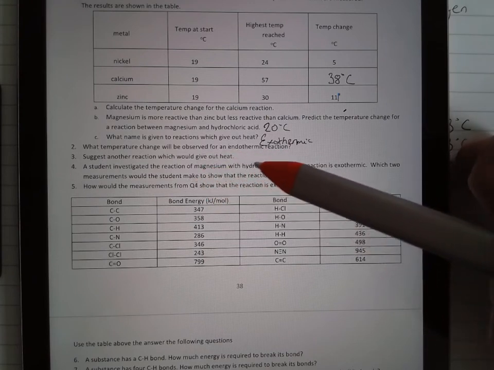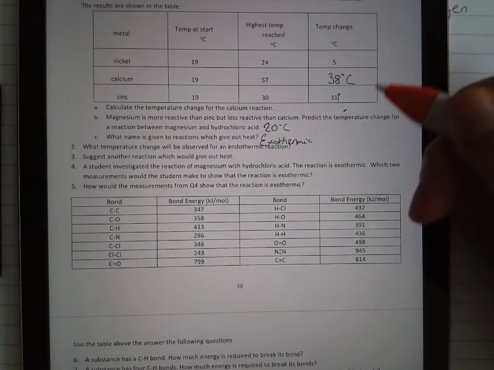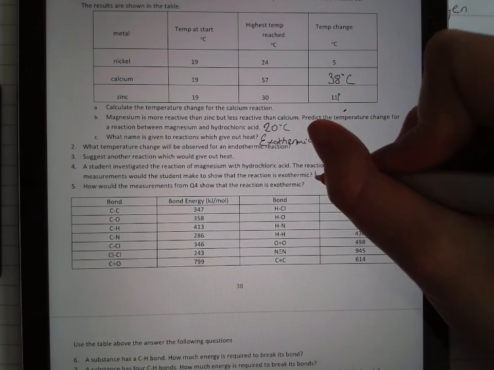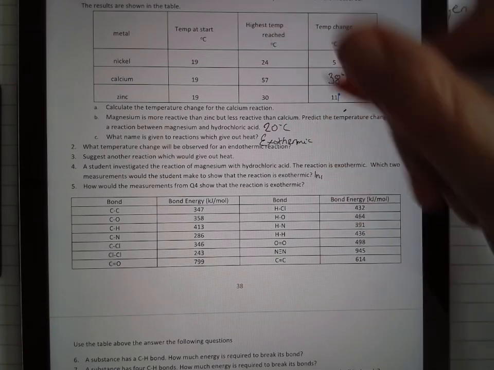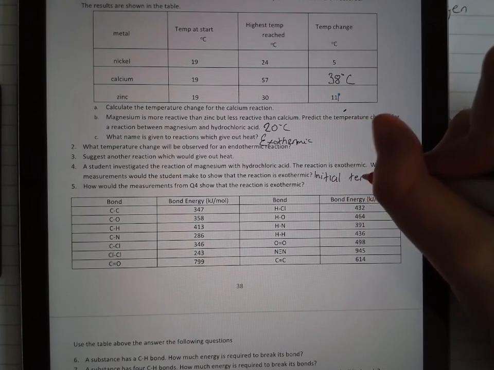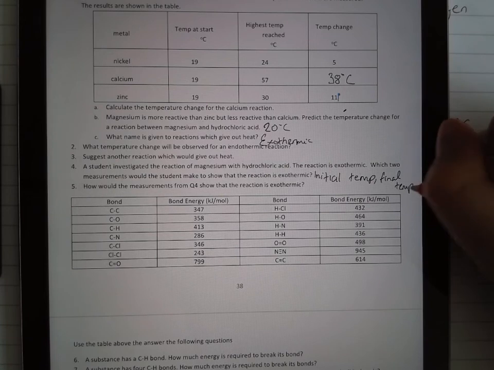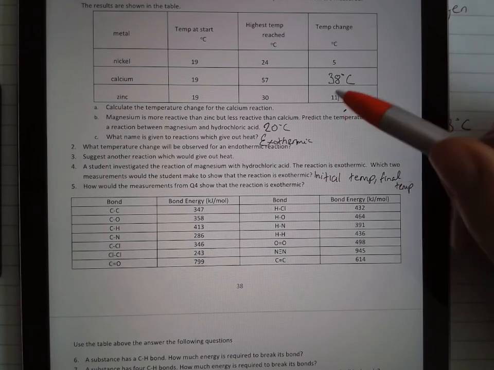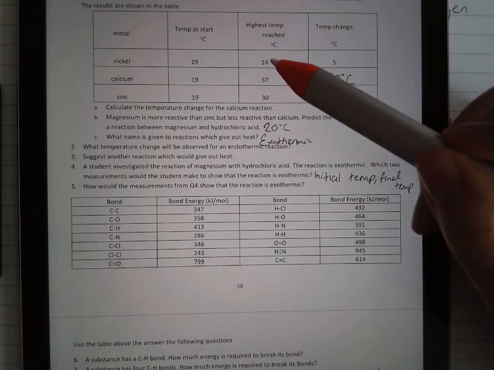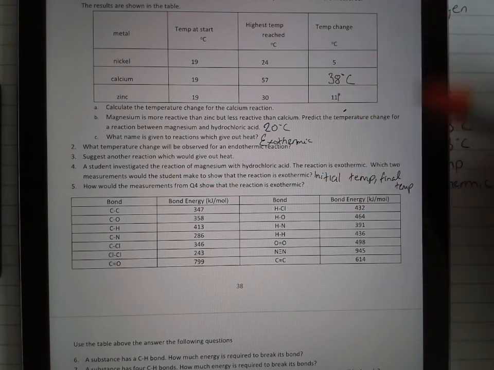Question 4: a student investigated magnesium and hydrochloric acid, exothermic, which 2 measurements? So if you're asked which measurements you need to take to show something is exothermic or endothermic, the measurements you would need to take are what is in this table. The initial temperature and the final temperature. And you usually take the final temperature as the highest temperature reached, which is what I've got here in this table. Okay, when the temperature stops increasing and you get a maximum temperature, that's going to be your final temperature. So they're the 2 measurements that you would need.